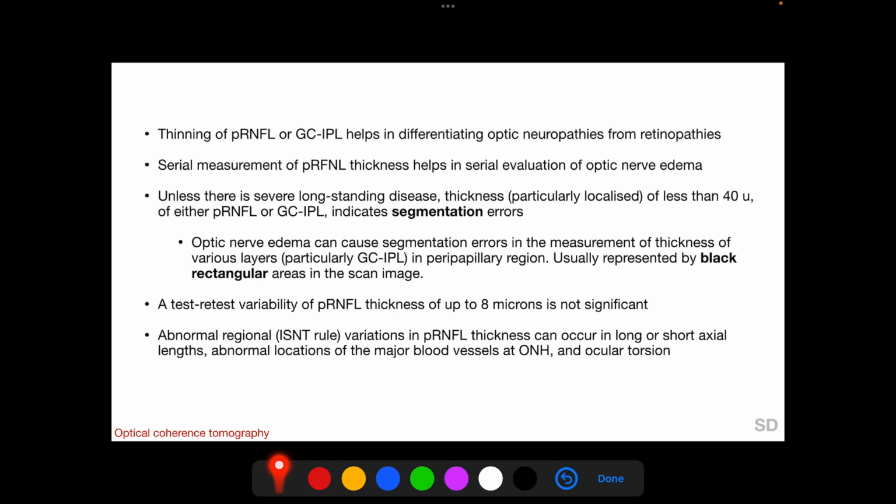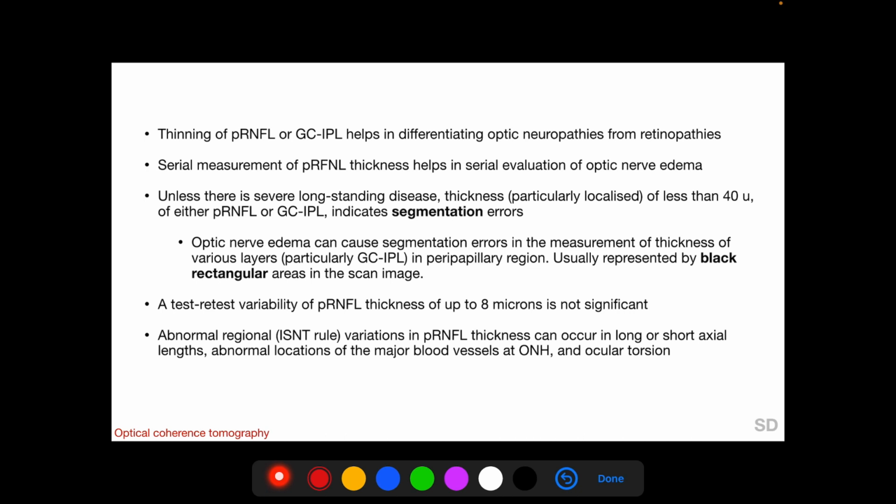So thinning of PRNFL or GCIPL helps in differentiating optic neuropathies from retinopathies. Serial measurement of PRNFL thickness helps in serial evaluation of optic nerve edema. Unless there is severe long-standing disease, thickness of less than 40 microns, particularly a localized thickness of either the p-RNFL or GC-IPL, indicates segmentation error. So what is segmentation error?